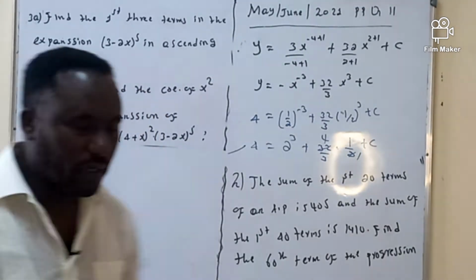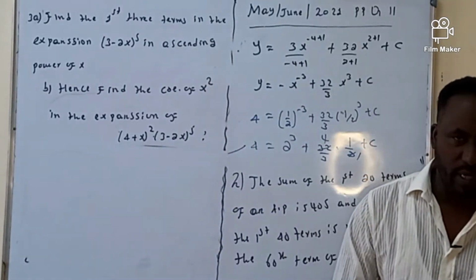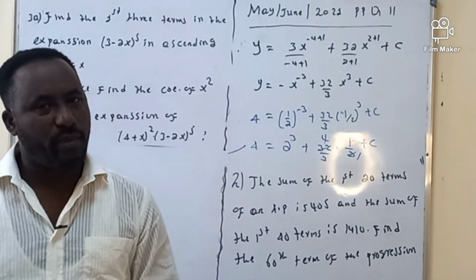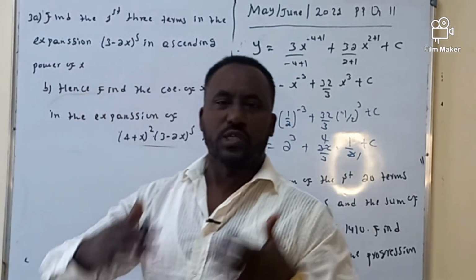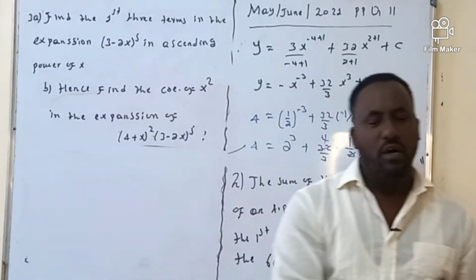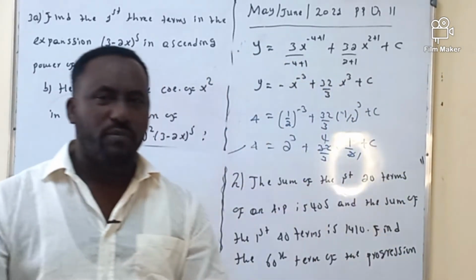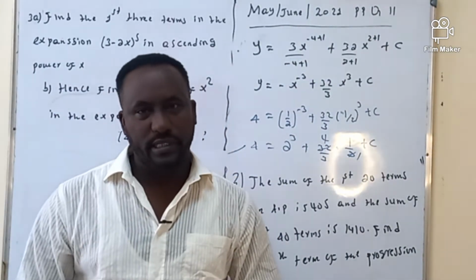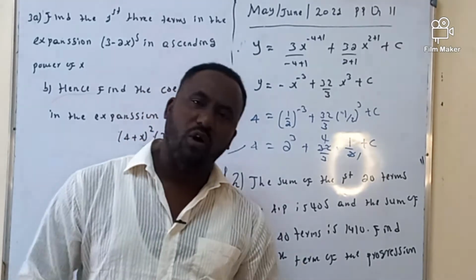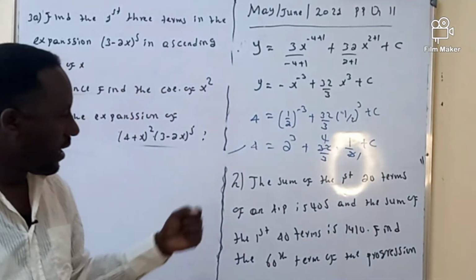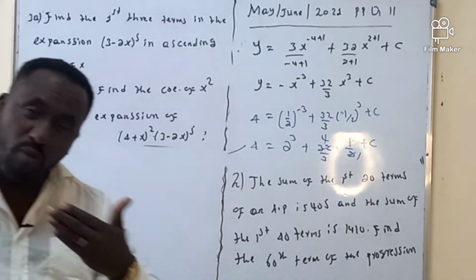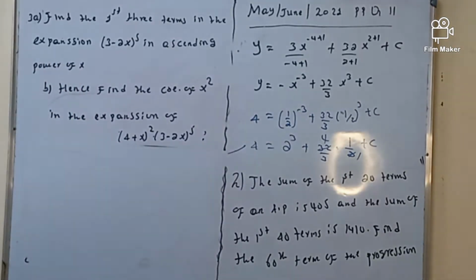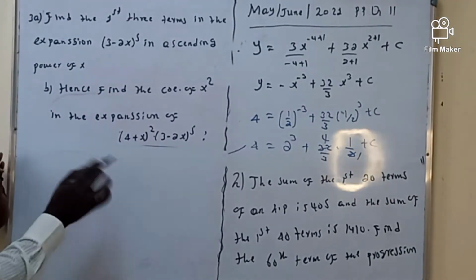First, let me say something about what an arithmetic progression means. How do we say a sequence of numbers is arithmetic? If the common difference between terms of the sequence is the same, we call it an arithmetic progression. First, we have to know how we call a sequence of numbers arithmetic. The common difference between the terms has to be the same.